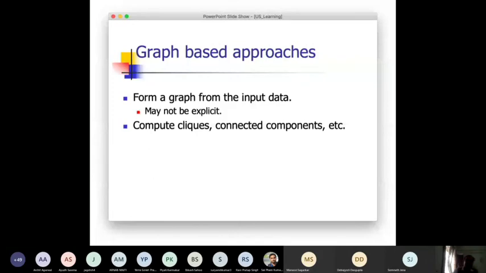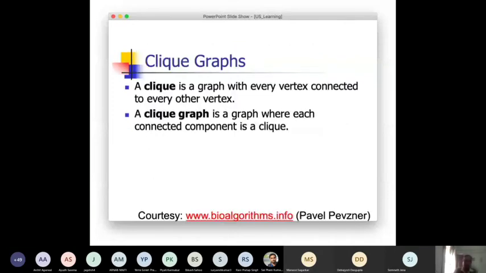So let me define these concepts. What is a clique? Those who are from a computer science background already know it, that it is a graph with every vertex connected to every other vertex.